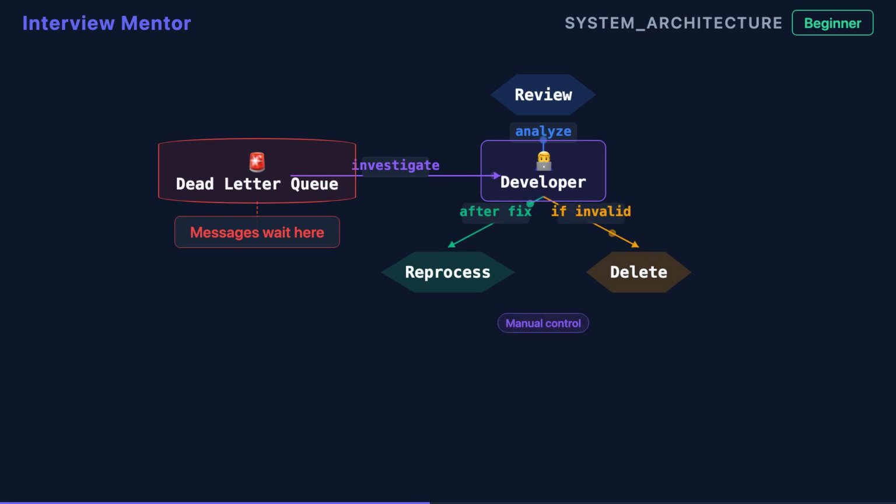You can manually review them to understand the failure, fix the underlying issue in your code, then reprocess them back through the main queue. Or if they're truly invalid, you can delete them. This manual control prevents bad messages from crashing your system repeatedly.